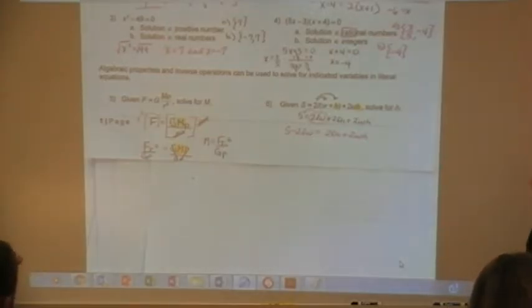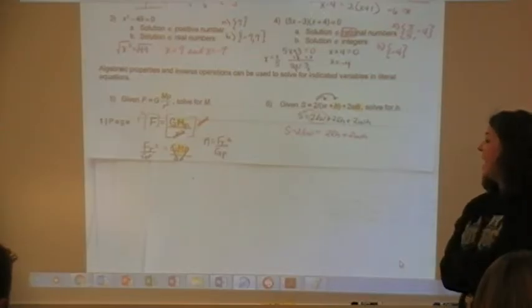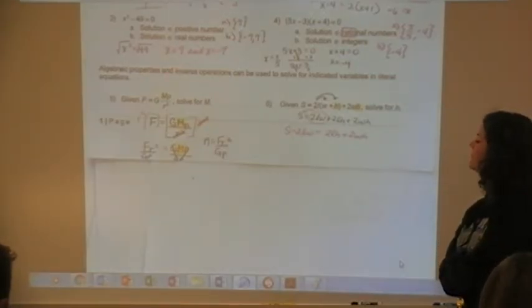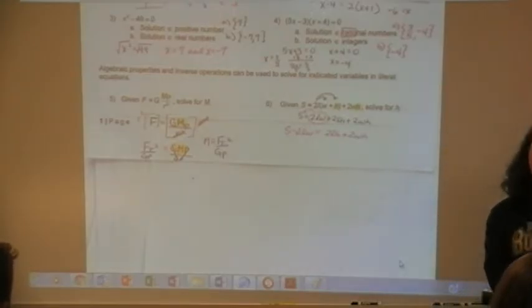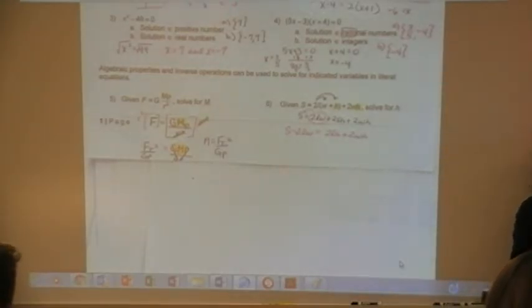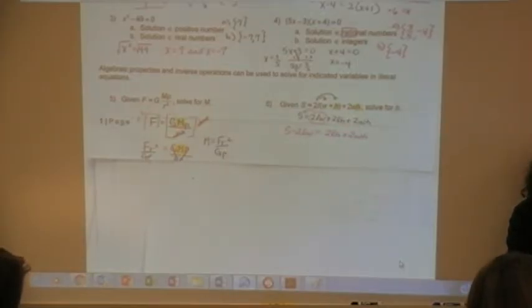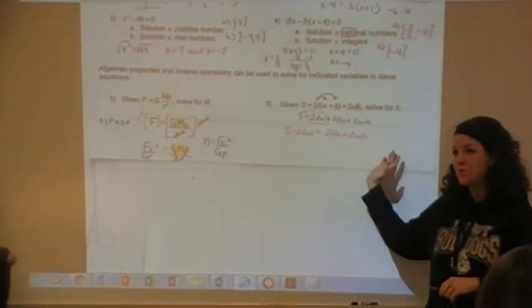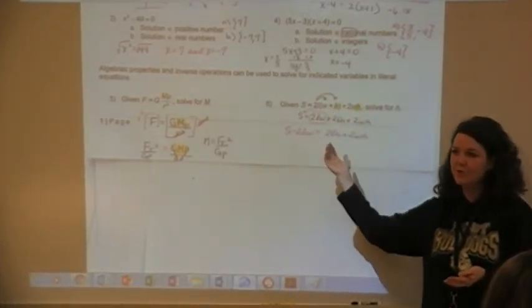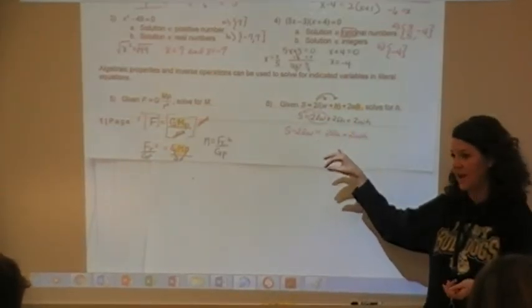Can you cancel out the two? Now, I have a problem still. I cannot combine those H's because they're not like terms. So instead, the only thing I can do when I get to a position like this is factor out the GCF of H. They both have an H in them. So I'm going to factor it out. Basically what you're doing is you're undistributing the H.